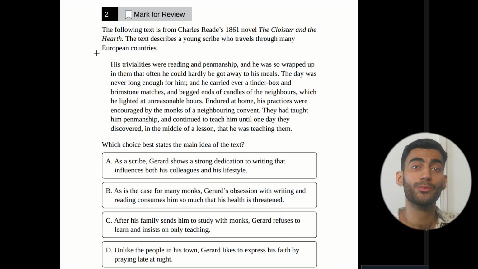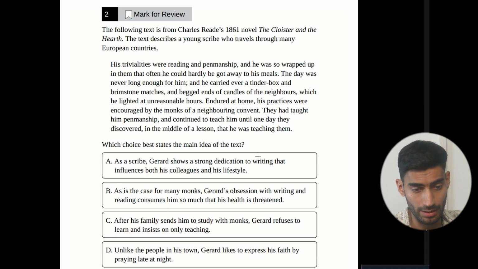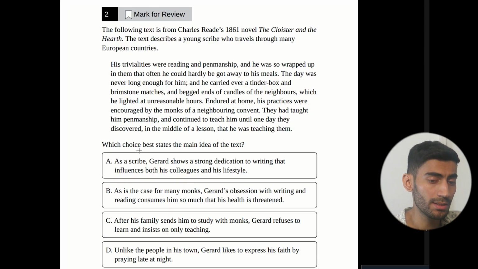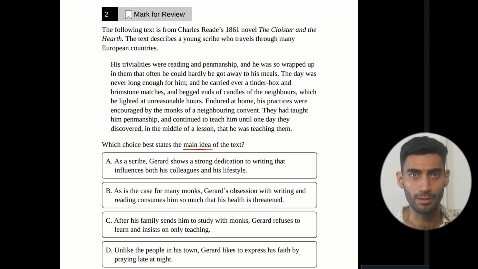So let's go for question number 2. Here I've got an introduction, I've got the passage, the question, and the options. Which one do I look at first? You should say it out loud. The question. I look at the question first. Which choice best states the main idea of the text? The main idea. So what's the most important thing? What is this paragraph trying to tell us? The main idea. Let's read.